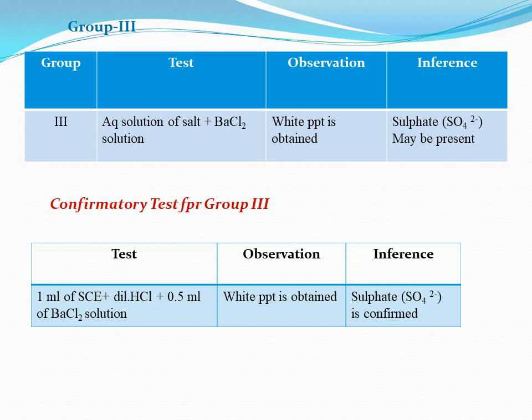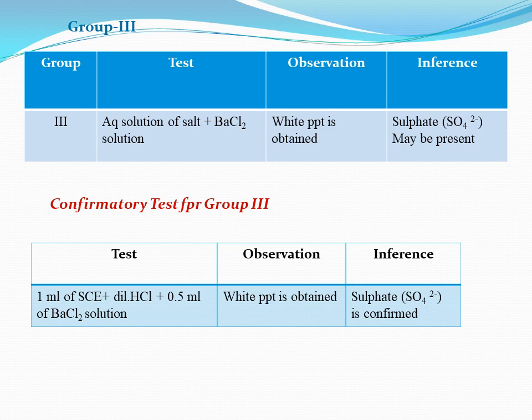In third group, only one radical is there, that is sulfate. For first group and second group, we will directly take the salt mixture. But for third group, you should take salt solution, that is salt plus a little amount of water. Shake it properly until you get a clear solution. If it is insoluble in water, then you can use dilute HCl.